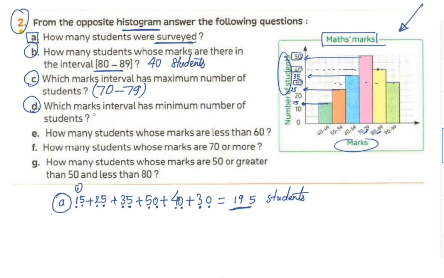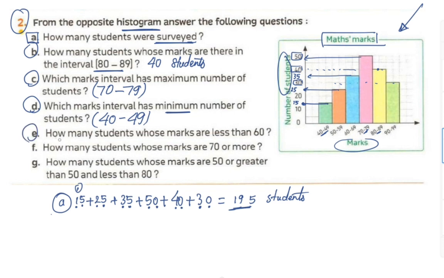D. Which mark interval? He asked us which interval has the minimum number of students. Look at the smallest bar. The smallest bar here is at the interval from 40 to 49.